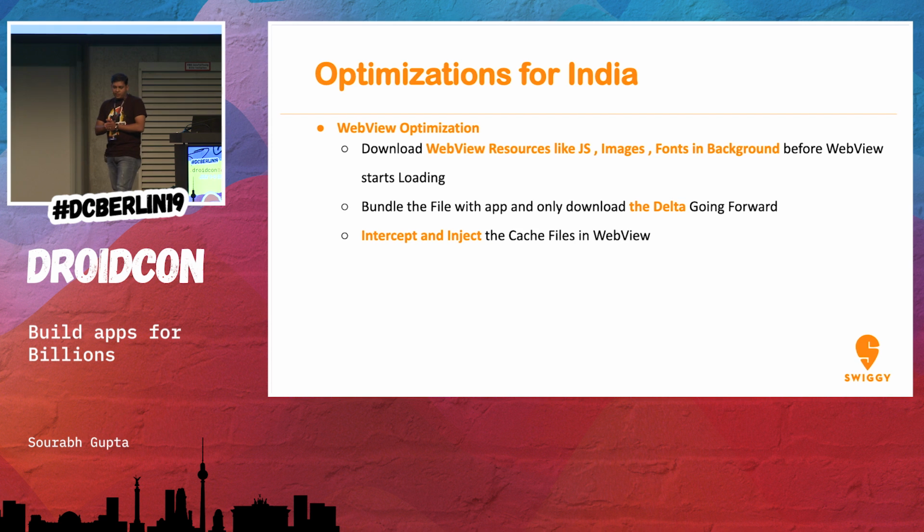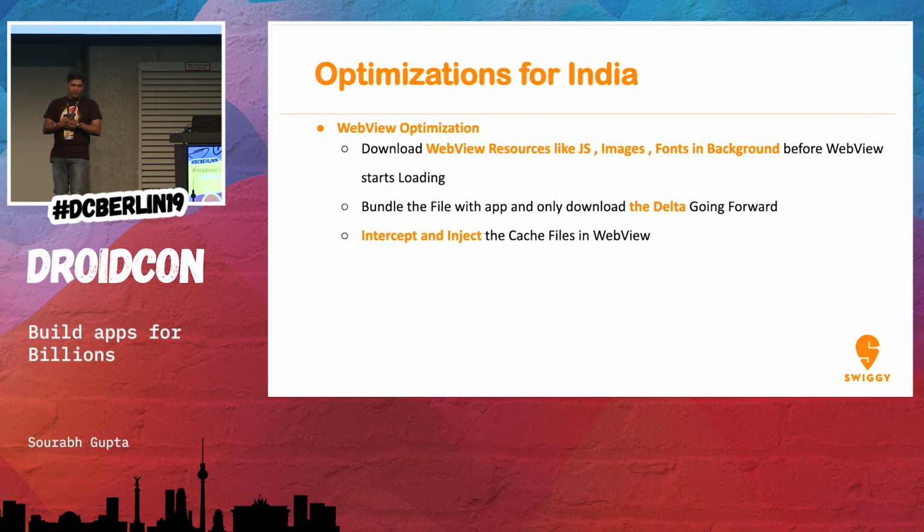Web view optimizations. We have the native app, but some of the pages are still web view. So how have we done the optimization for that? Web view pages comprise JS resources, images, fonts, everything. What we have done is that all that data, we cache it and bundle it with the app. We only download the delta changes of those pages from the server.